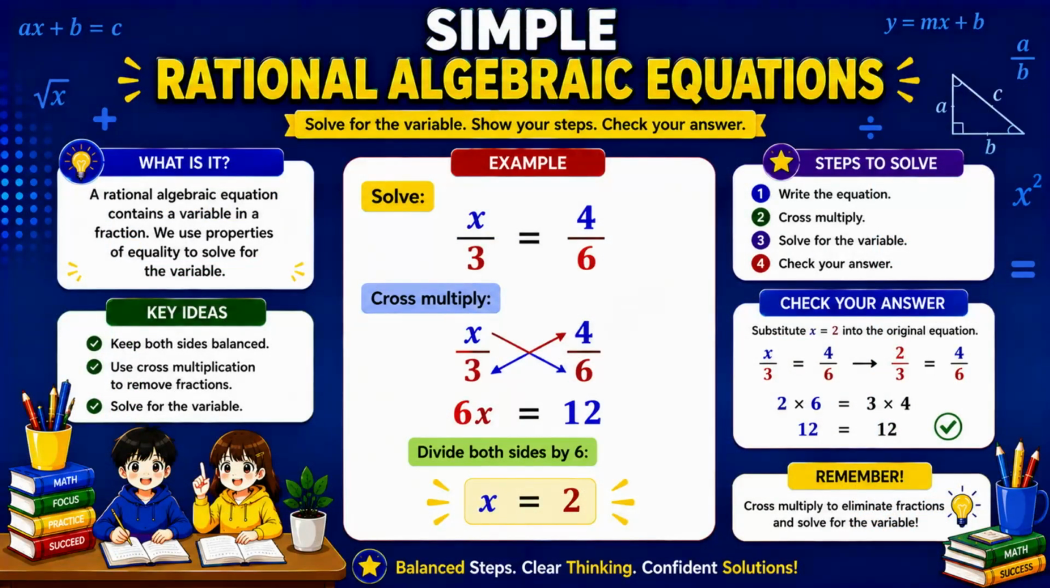To solve a simple rational equation, we can use cross multiplication. Multiply x by 6 and 3 by 4. We get 6x equals 12. Dividing both sides by 6 gives x equals 2.